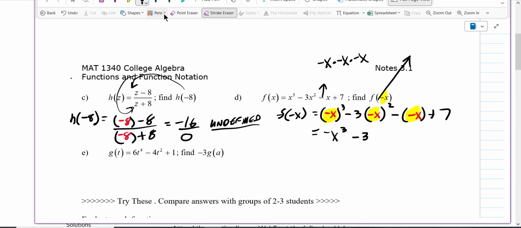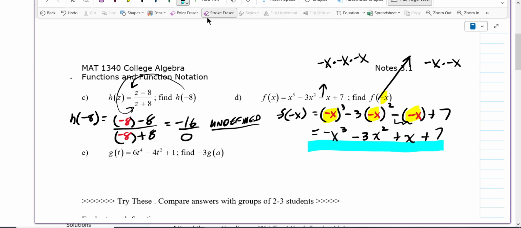If you do -x to the second, what's a negative times a negative? It's a positive. So that would be positive x squared. You don't really need the parentheses anymore, okay? Now this part right here, you subtract a negative. That's the same thing as two negatives being multiplied, really. So that is plus x, then plus 7. So that right there would be your answer to that problem. Okay, that's all you've got to do.